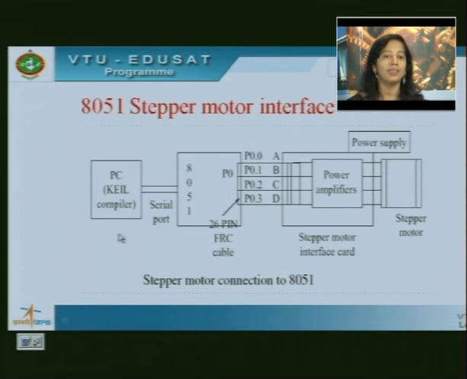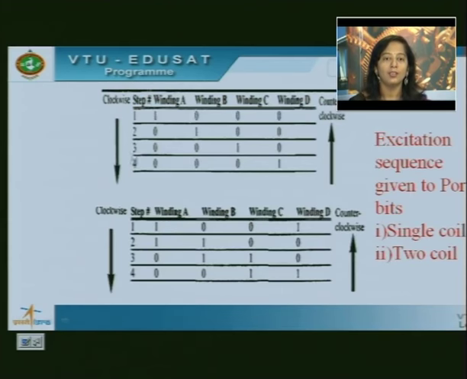So we have also connected a PC where we can run the Keil compiler, so that you can write programs in C rather than assembly language. The program can be written in a high level language, the C language, when you connect it to your PC. So the sequence is as shown before.